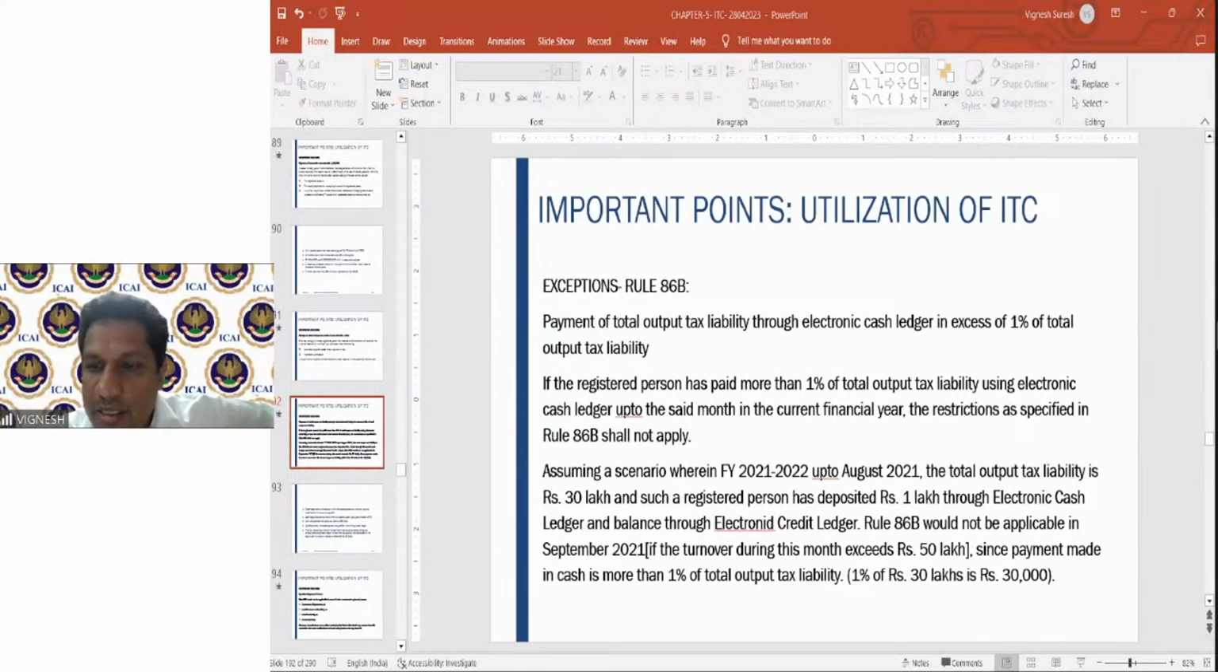So in December, let us see here. In December or January, 50 lakhs has been exceeded in total. Then what do you have to do? You have to look at the turnover for April to November. Whatever is the output tax liability for April to November, 1% of that he has to pay through cash ledger. If he has paid 1% through cash ledger, then this 86B will not apply, even if your turnover exceeds 50 lakhs in the month of December or January. I hope you got that point. Okay.